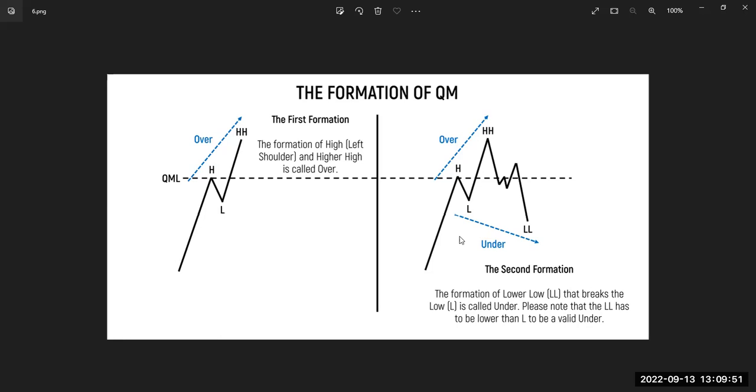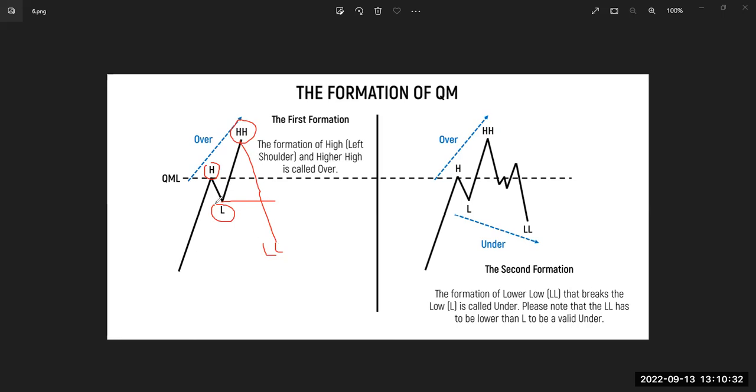So, the formation of a QMA. First of all, you are going to locate the low in your chart, then the high and the higher high. That is the first thing you should look out for in your chart. Then you are going to look out for a lower low. When you see a higher high, you see a lower low. Remember, this lower low must break this low. Yes, it must break this low, lower than this, it must break it.